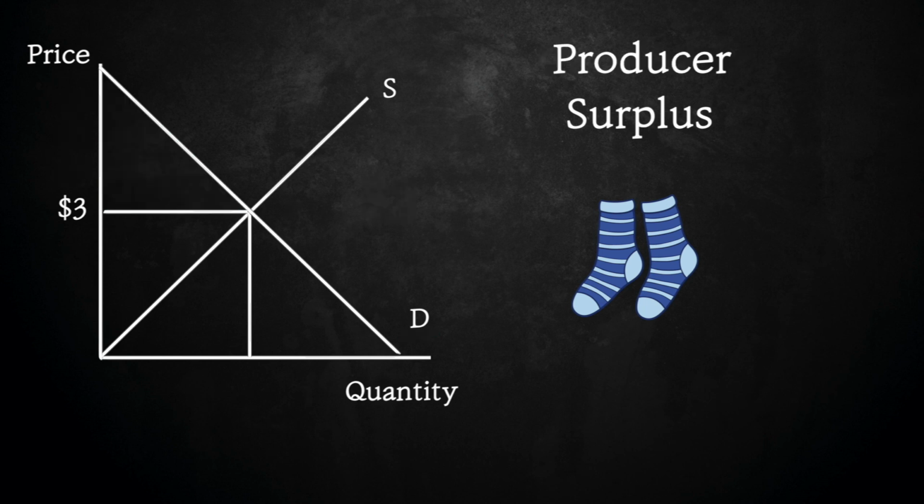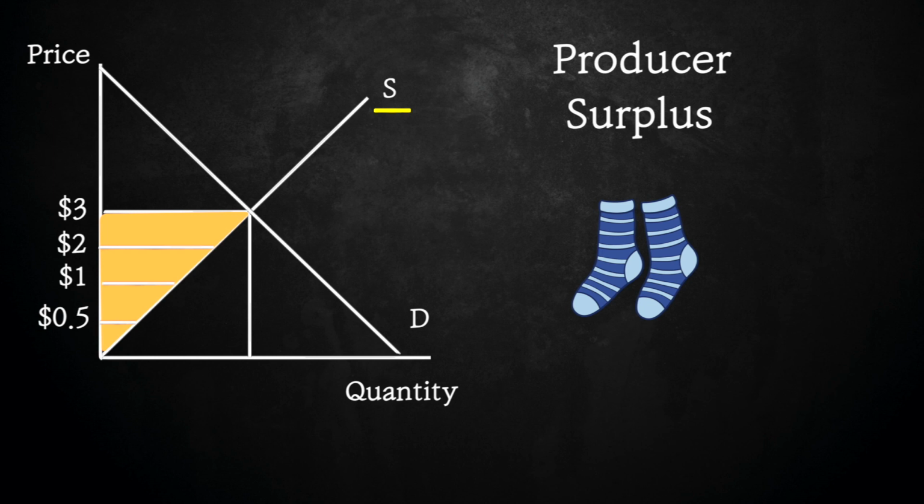Producer surplus is exactly the same thing, except for the fact that a higher price benefits producers. So at price levels that are lower than the market price, there are producers that were willing to sell at such a low price. Now all of them, after the market price has settled to $3, have benefited, as they are now selling at a higher price than what they have expected.